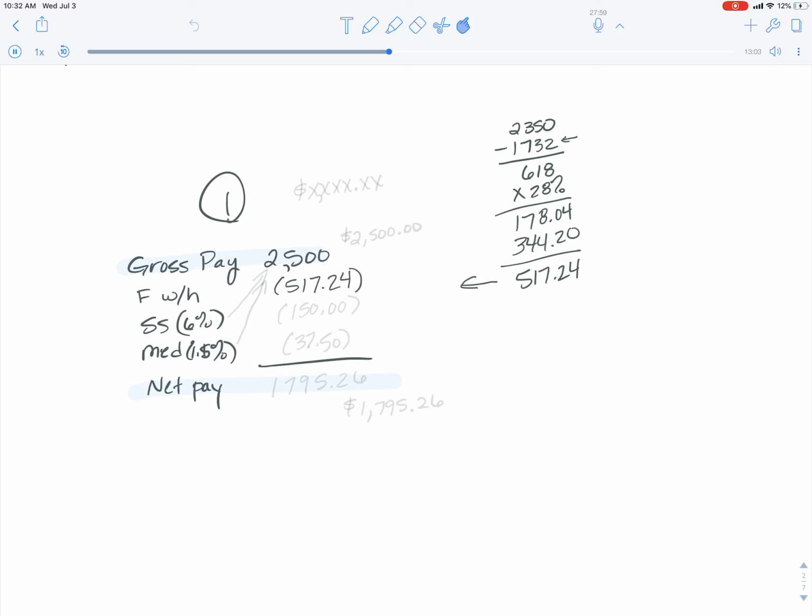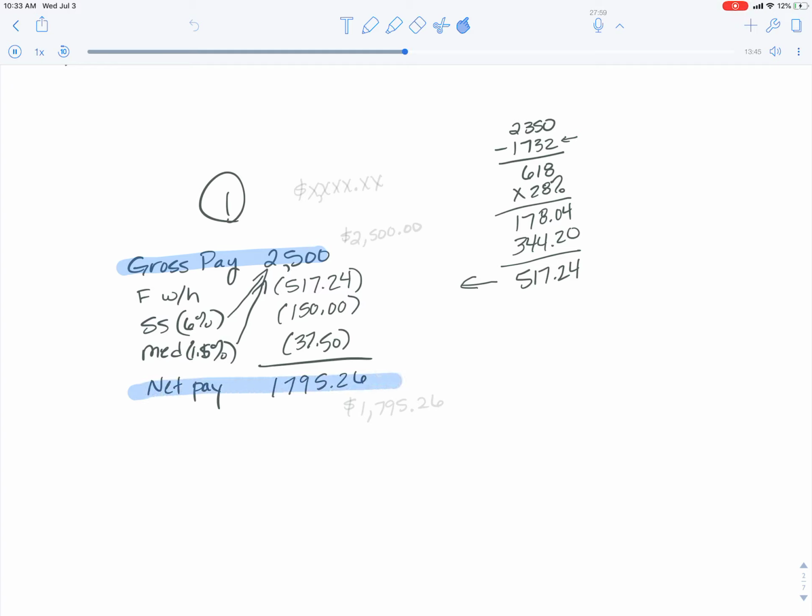And then we can calculate our Social Security tax, which is 6% of the original gross pay of $2,500, which is $150. And 1.5% of the original gross pay is $37.50. So our net pay is $1795.26. Okay, so that we have now calculated. If I gave you this example and said what's gross pay, what's net pay, you would say gross pay is $2,500 and net pay is $1795.